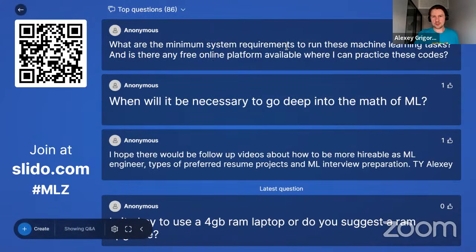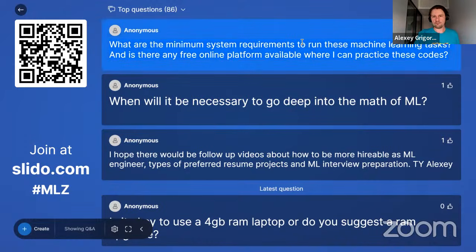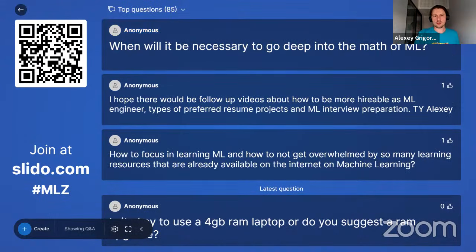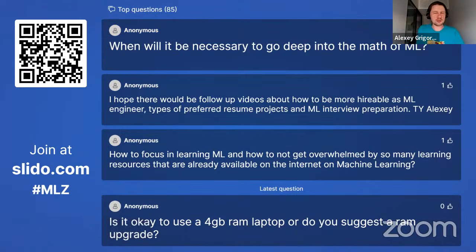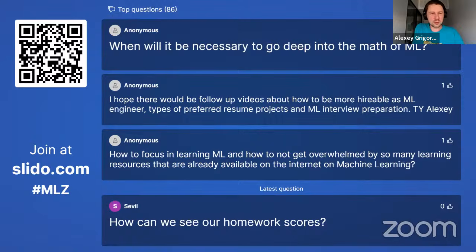What are the minimum system requirements to run these machine learning tasks? Yeah, access to the internet, I guess. That's all you need. If you use something like a Chromebook, maybe you will not be able to do this locally, and you might need to connect to a cloud provider. You can create an account on GCP, Google Cloud Platform, and you will get $300 in free credits. On AWS, there is also a free tier, so check it out.